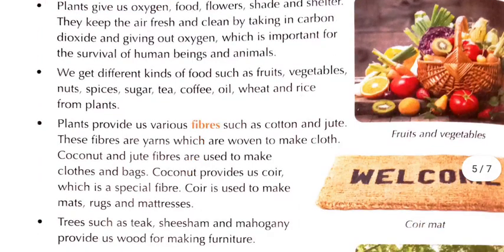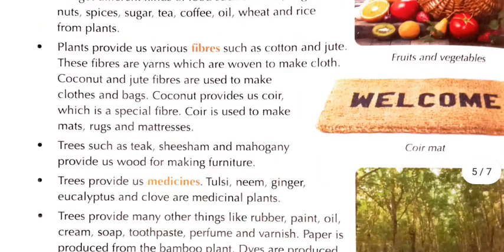We get different kinds of food such as fruits, vegetables, nuts, spices, sugar, tea, coffee, oil, wheat and rice from plants. Plants provide us various fibers such as cotton and jute. These fibers are yarns which are woven to make cloth. Coconut and jute fibers are used to make clothes and bags. Coconut provides us coir, which is a special fiber. Coir is used to make mats, rugs and mattresses.